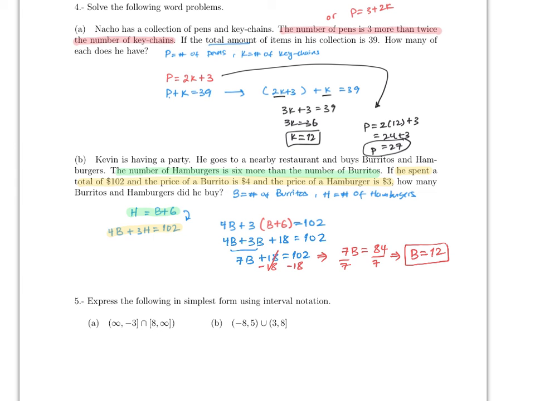We still need to figure out the value for the hamburgers, but remember the number of hamburgers was equal to the number of burritos, which is 12, plus 6 more. So this will be 18.